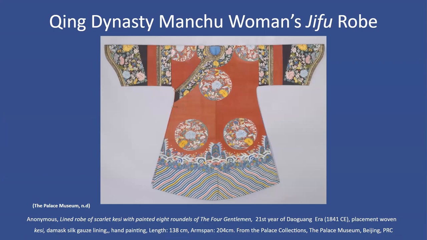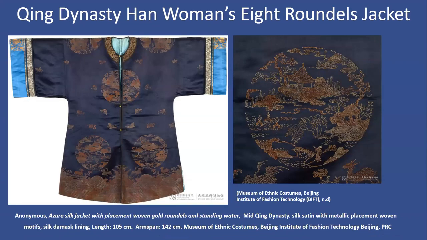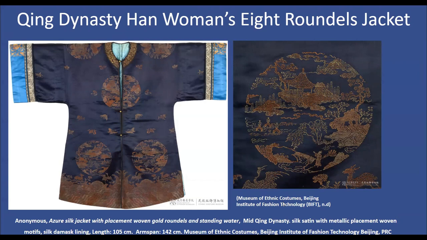Anyways, the eight rondelle format on that background was also, as I've said before, taken up by Han women for their own formal outfits. However, like their Manchu sisters, they had choice in the background color and the motif in the rondelle. So this woman's eight rondelle jacket from the Museum of Ethnic Costumes, Beijing Institute of Fashion Technology, aka BIFT, has rondelles that show Mount Penglai and immortals, deer, crane, and butterflies, which by the way is a visual poem for 80. So this jacket is probably made for an older woman to celebrate her 80th birthday. Deer and crane are also symbols of longevity. Again, adding to the impression that this is made for an elderly lady celebrating a big milestone birthday.